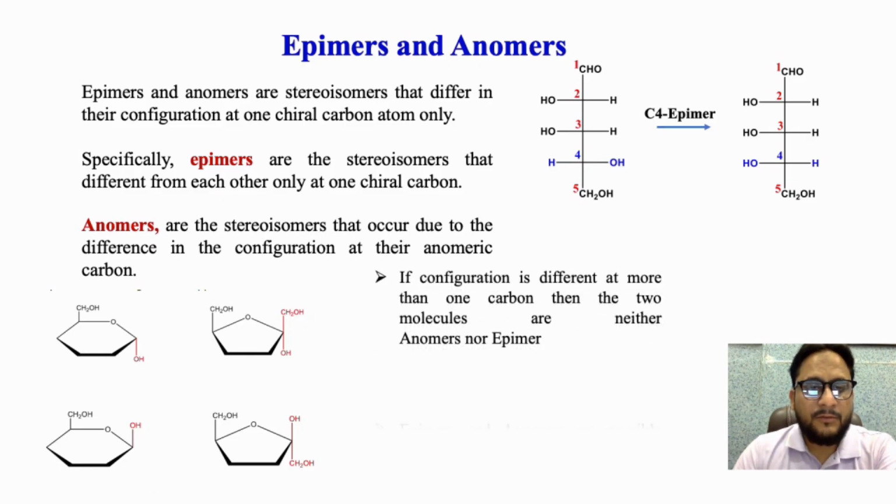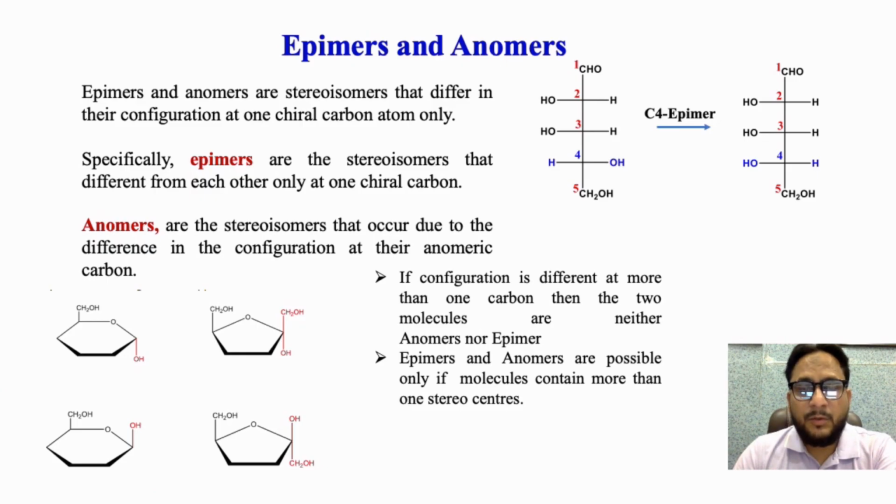First of all, epimers and anomers are possible only if the molecule contains more than one stereocenter. If the two molecules have only one stereocenter, then they are neither anomers nor epimers. This is the first thing. And if they have more than one chiral carbon atom, then the configuration should be different at only one carbon atom. For example, if they have 3 or 4 chiral carbons, but they have different configuration at 2 of those chiral carbons, then in that case also they are neither epimers nor anomers.